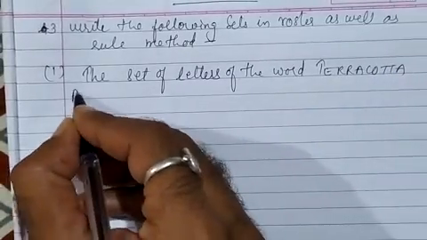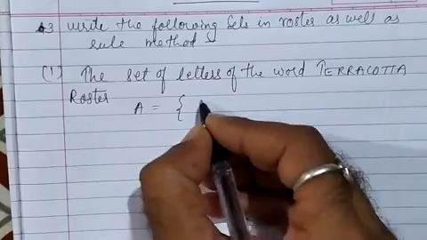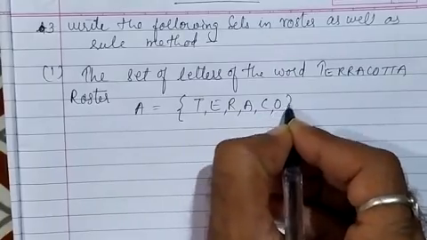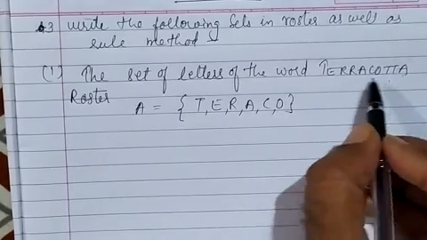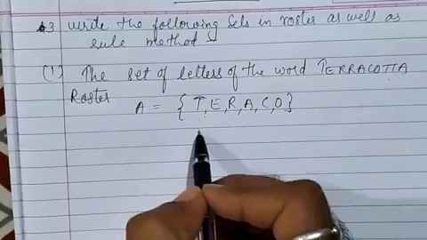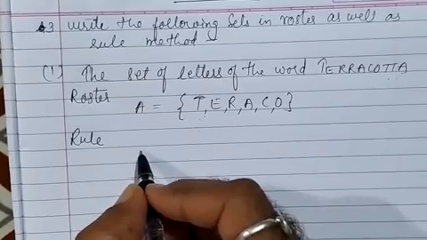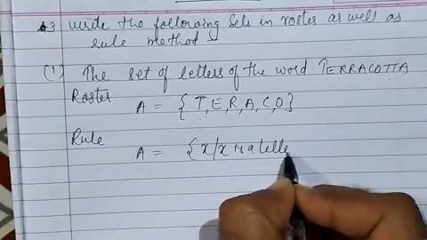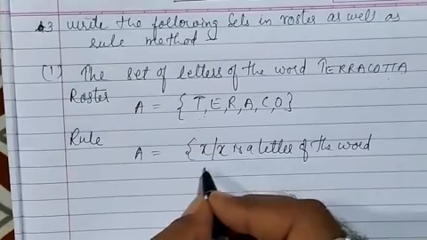First we will write it in the roster method. A equals {T, E, R, A, C, O}. Why am I not writing the other letters? Because they are repeated terms, and repeated terms are not used; the letters are used only one at a time. In the rule method, it is given by A equals {x such that x is a letter of the word terracotta}.